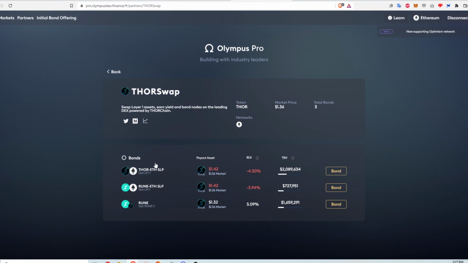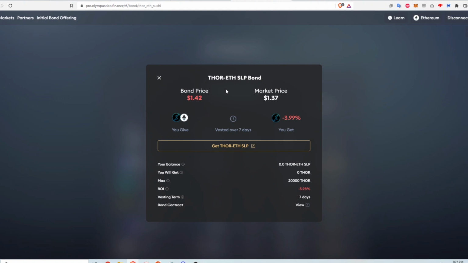So it's a win-win for each party, because ThorSwap will get valuable assets into their treasury, and then whoever is doing the bonding will get discounted Thor tokens, which they can immediately sell for a profit or hold long-term if they're bullish on the ThorSwap platform. So in order to bond, I just have to have these assets in my wallet already, click bond, and then go through the process of bonding it.